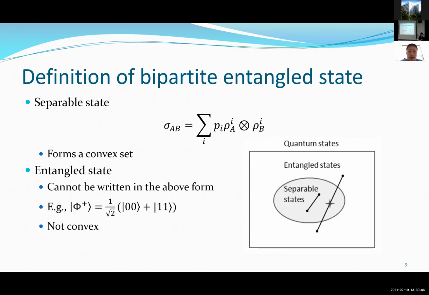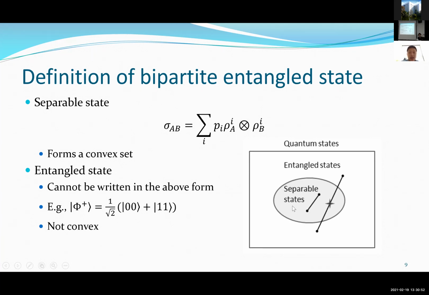Let's start with the simple bipartite entangled state. Suppose we have two systems, A and B. If a state can be written in this form, so everyone can see my mouse, right? It's visible. Okay, that's very good. If we look at rho A tensor rho B, this is what we call a product state. If a state can be written as a linear combination of product states, then we call it a separable state. Obviously, by this definition, all the separable states form a convex set, right? If you combine two separable states together, it's still a separable state. That's in this figure.